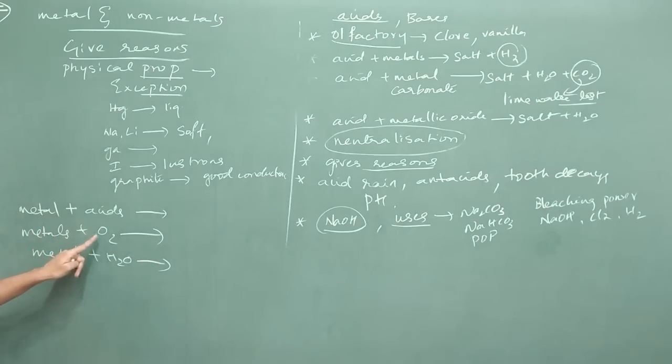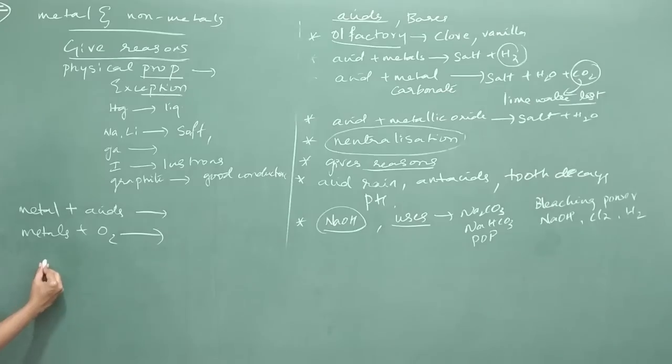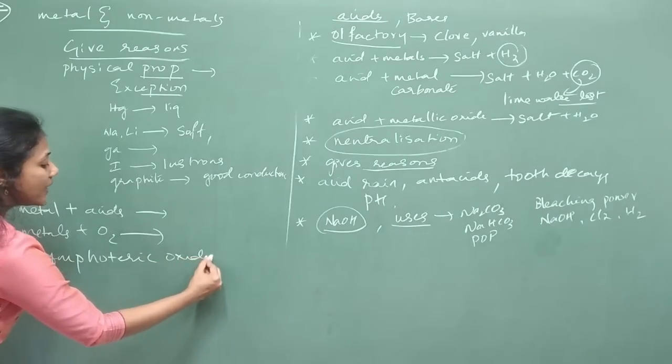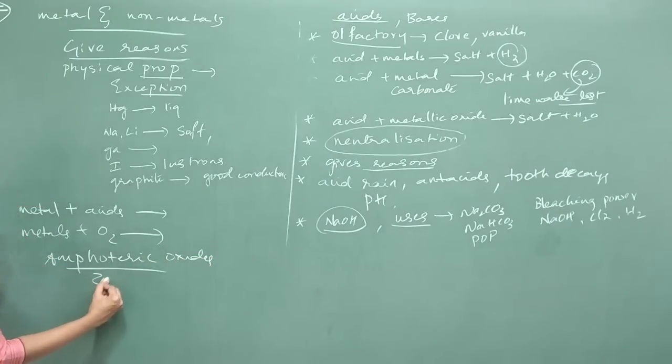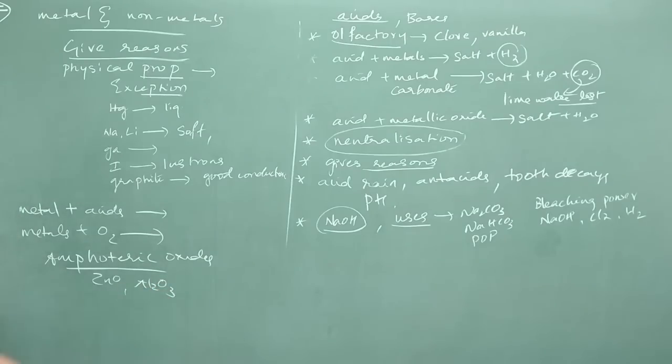Coming to metals plus oxygen, here you have something called amphoteric oxides. So this is the most important question, guys. What are amphoteric oxides? Give examples, they'll ask you. Zinc oxide and aluminium oxide are the best examples of amphoteric oxides.